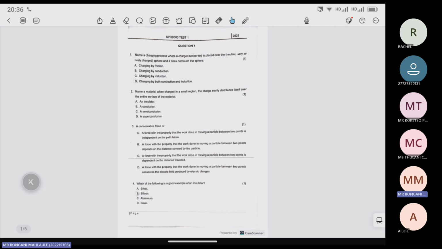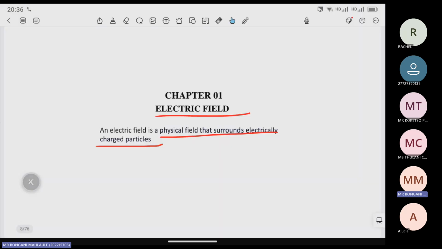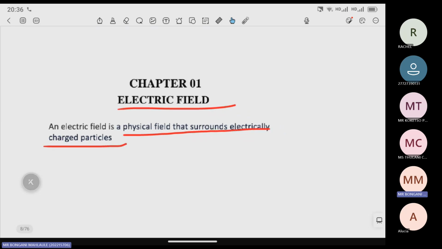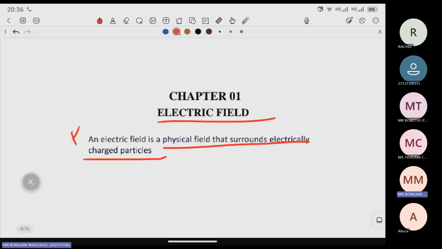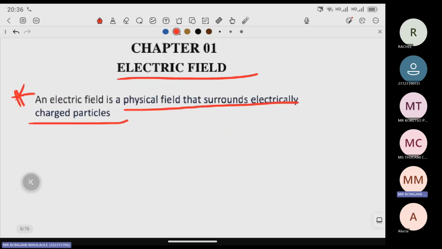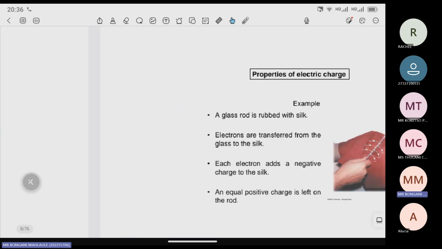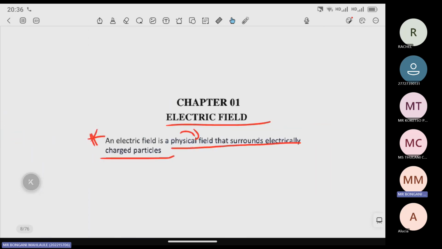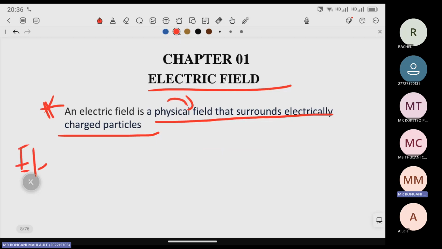So here on electric field, you'll have to know what's electrostatics and also know what's an electric field. So let's see this definition. It's a physical field that surrounds it. So this one is the definition for electric field. In case they ask you, we'll say an electric field is a physical field that surrounds electrically charged particles. And then for electrostatics, I'll write the definition here.